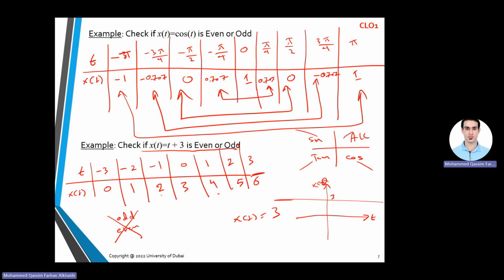Okay, when I ask you these questions, always go back to the basics. What is even signal? X of t equals x of -t. So this one is always 3. At 1, it is 3. At -1, it is 3. At 2, it is 3. At -2, it is 3. So it's always 3, at positive and negative, so it is an even function. Okay? What about x of t equals t?